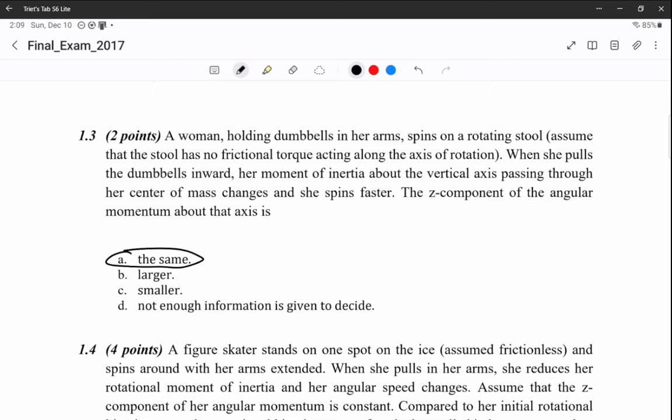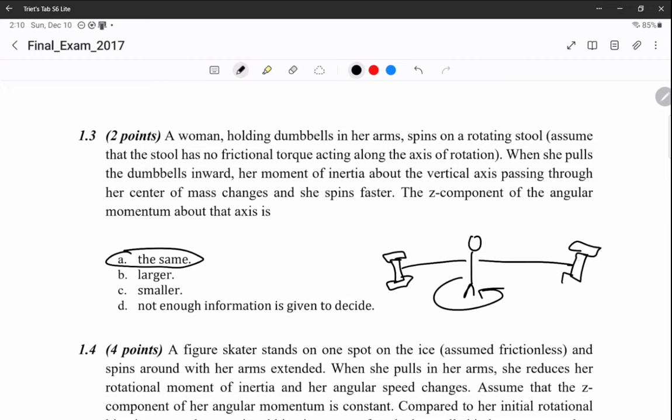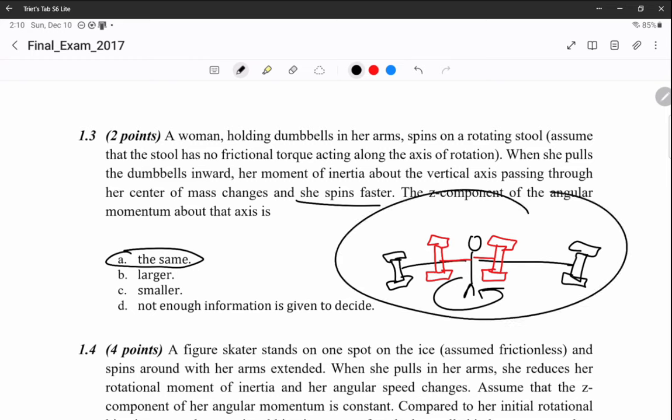1.3, a woman holding dumbbells in her arms while on a rotating stool. Assume the stool has no frictional torque acting along the axis of rotation. When she pulls the dumbbells inward, her moment of inertia about the vertical axis changes. That's like a person like this, rotating. In the first case you have a dumbbell like this. In the second case, you squeeze your hands and the dumbbell is going to come like this. So it does spin faster, obviously, conservation of angular momentum. The famous experiment, by the way.